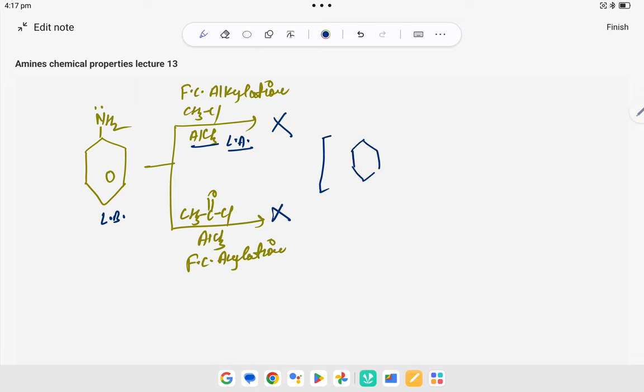Which salt it is forming? Here it is forming a salt, here NH2 plus and AlCl3 minus. So Friedel-Crafts alkylation and acylation is not possible. So all the content related to the amine is completed. One more topic is pending, that is diazonium salt. So in the next video, that diazonium salt also we will complete.